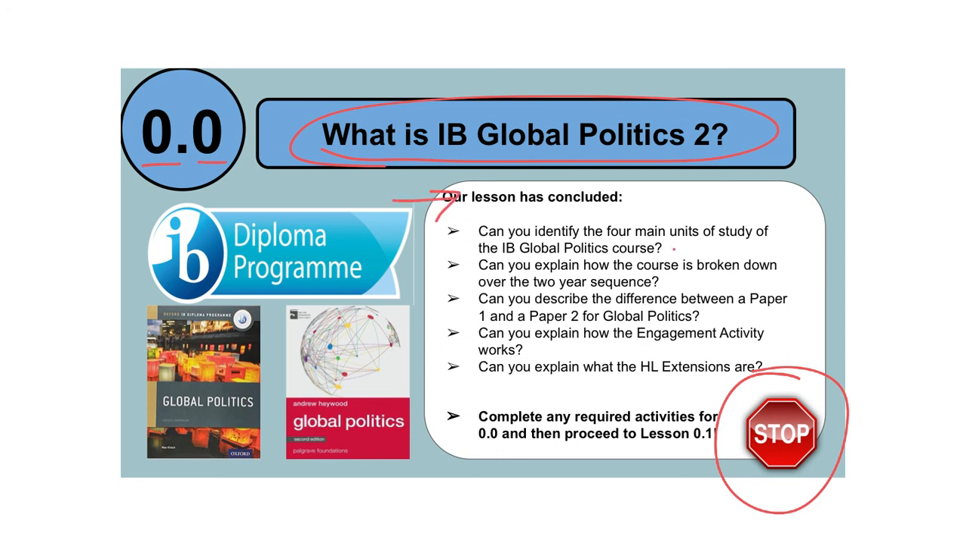Can you identify the 4 main units of study of the IB Global Politics course? Can you explain how the course is broken down over the 2-year sequence? Can you describe the difference between a paper 1 and a paper 2 in global politics? Can you explain how the engagement activity works? And can you explain what the HL extensions are? If you can do that, then pat yourself on the back. You did an amazing job.